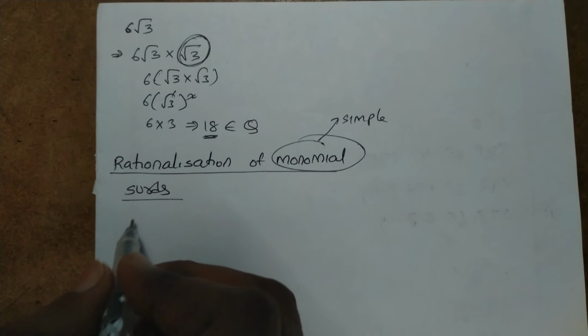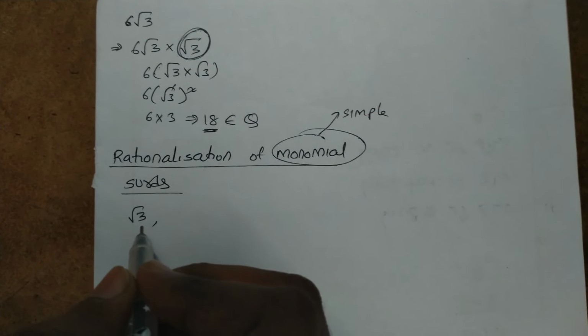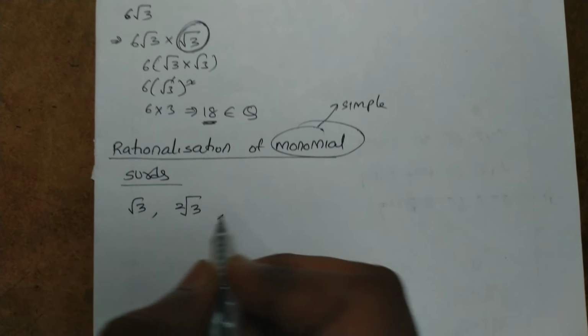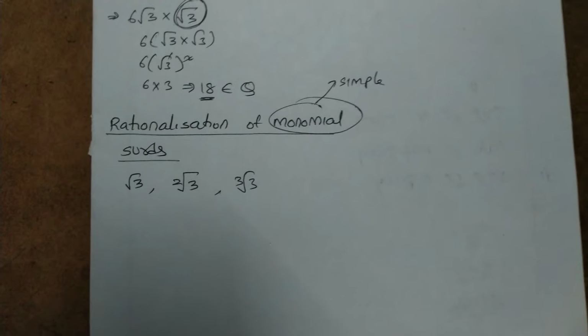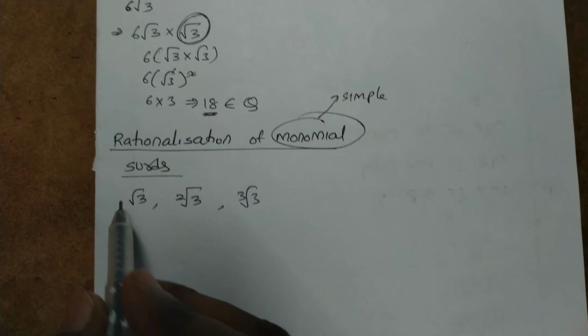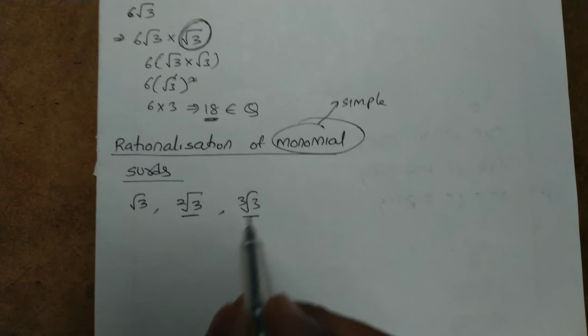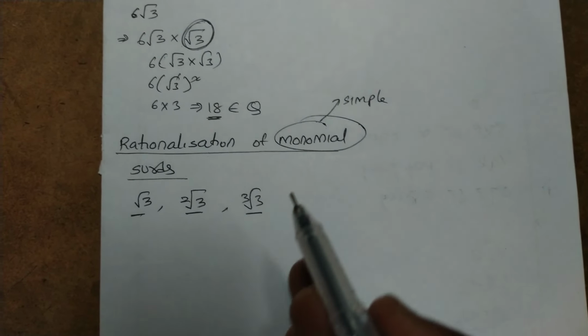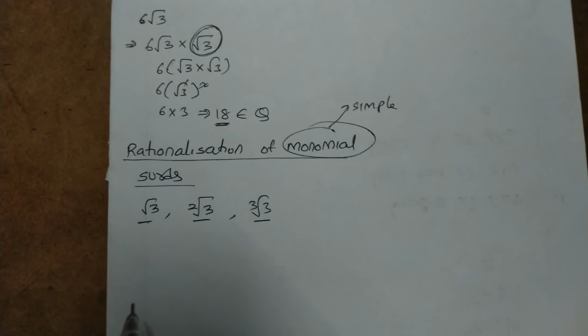What is a monomial surd? Suppose I write root 3, is it a monomial surd? Right. 2 root 3 and fifth root 3, are all these monomial surds? Yes, because each contains only a single term. Here also a single term, here also a single term. All these come under simple surds or monomial surds.